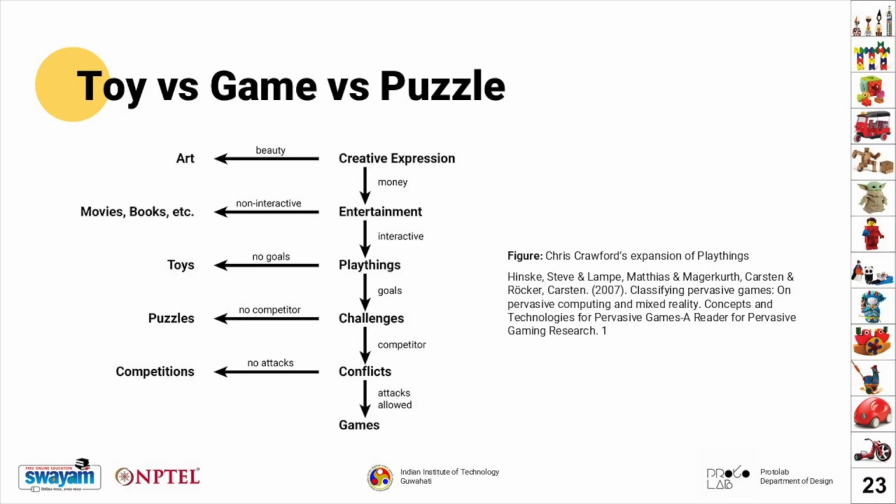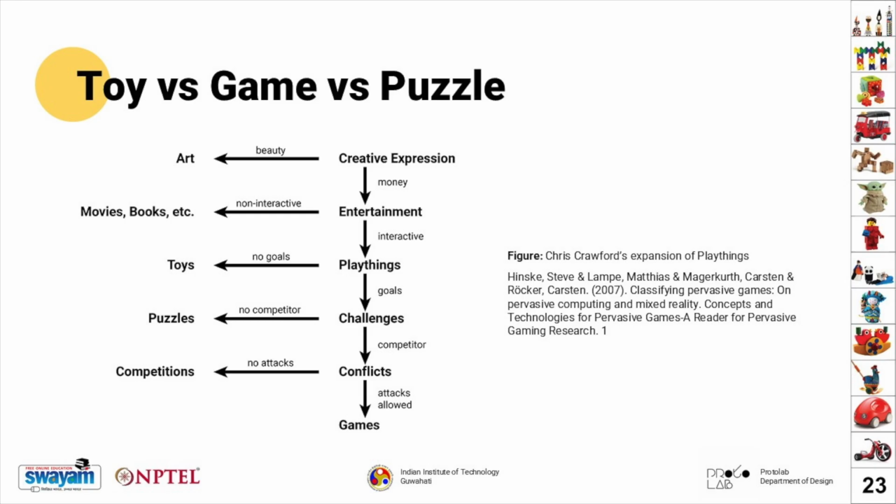Game designer Chris Crawford expands the idea even further. He says that all playful things start as playthings, but what they become depends on the kind of interaction they demand. If there is no goal, it is a toy. When you introduce a goal, it becomes a challenge. A challenge can go in two directions.